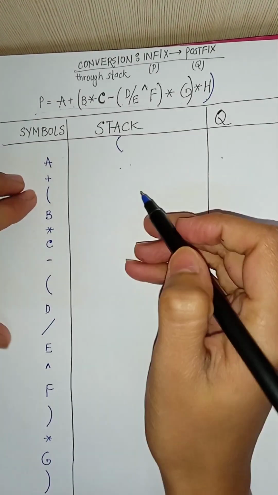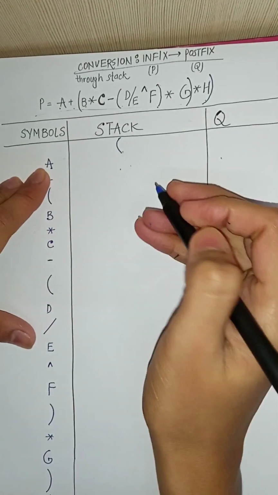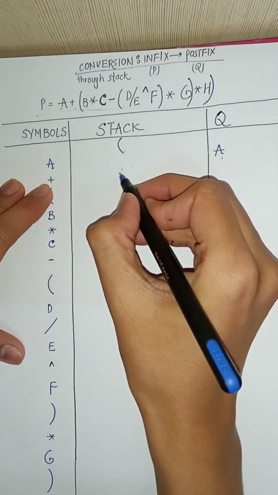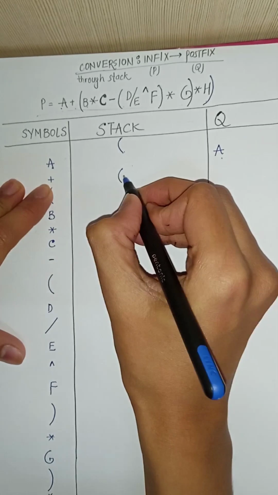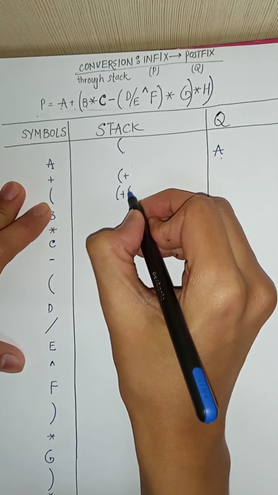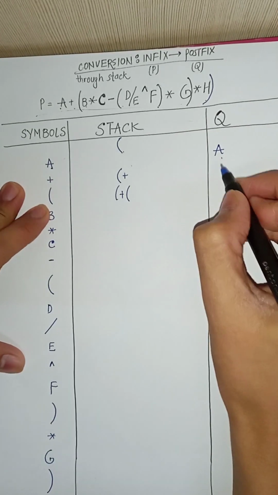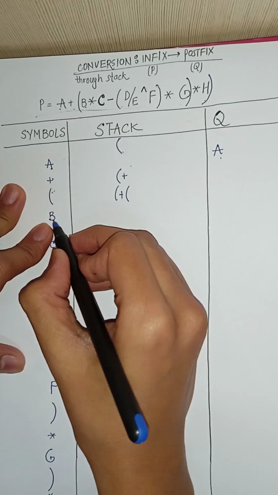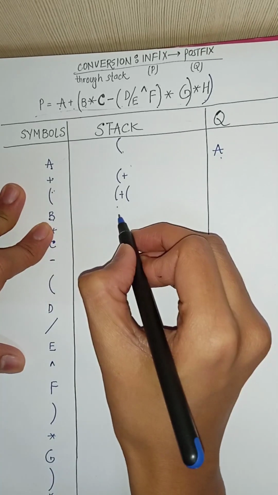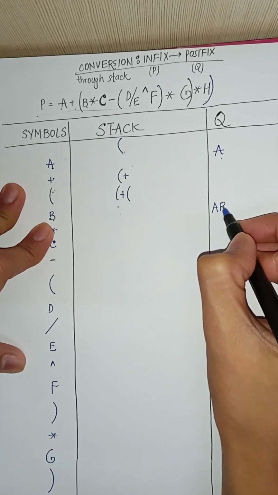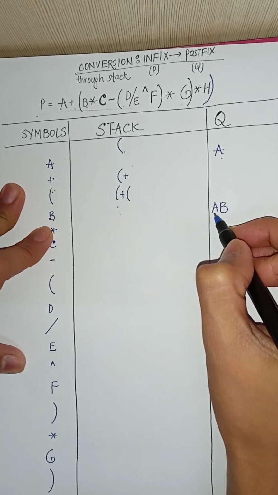Okay, so the first symbol is an operand, so what we will do is simply add it to Q. Now the next symbol is plus, add it into the stack. The next symbol is left parenthesis, add it into the stack. No change in Q for now. Why? Because there haven't been any operands for these two. Now again there is an operand. The stack will remain as it is, but you have to add this operand to Q just after the first element.